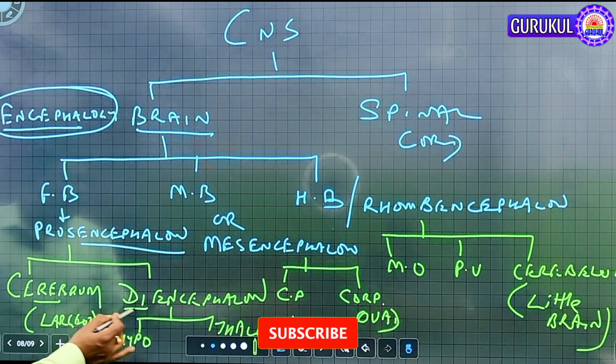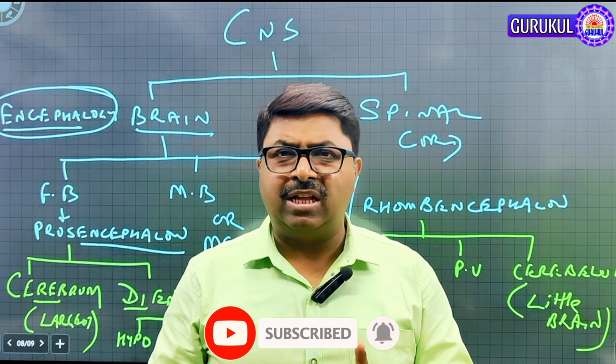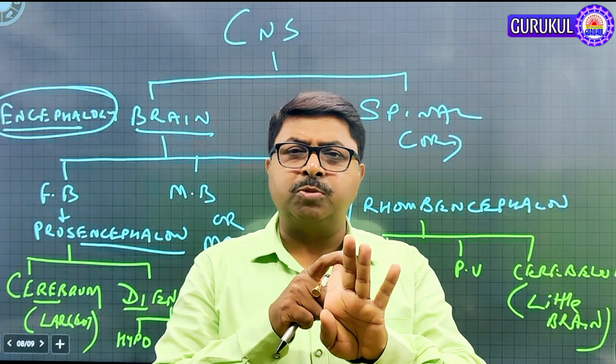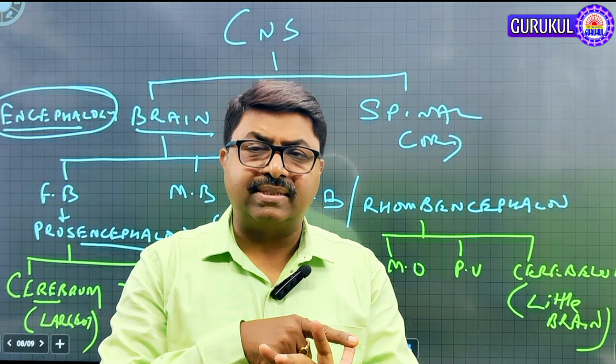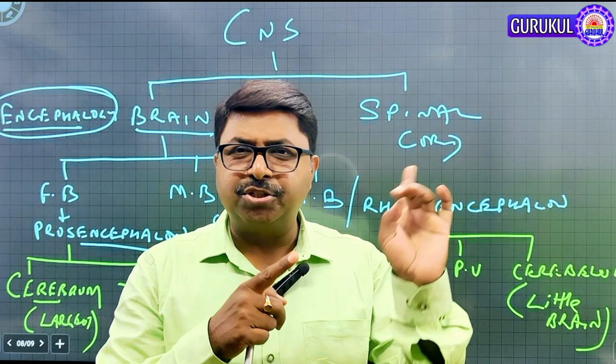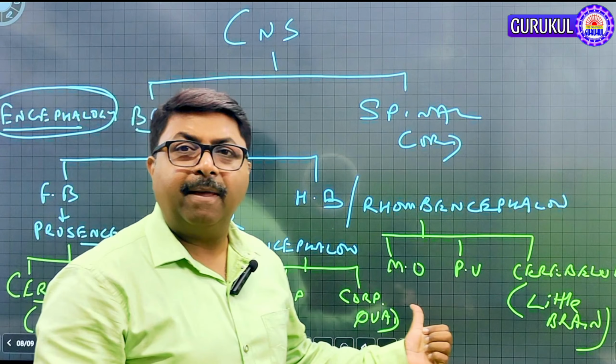Under diencephalon, hypothalamus. What is the function of hypothalamus? It has four major functions. Number 1, osmotic balance. Number 2, temperature balance. Number 3, hunger center. Number 4, thirst center. Fine. Just go through that video. Hypothalamus. Thalamus का function क्या है? It connects between forebrain and midbrain.